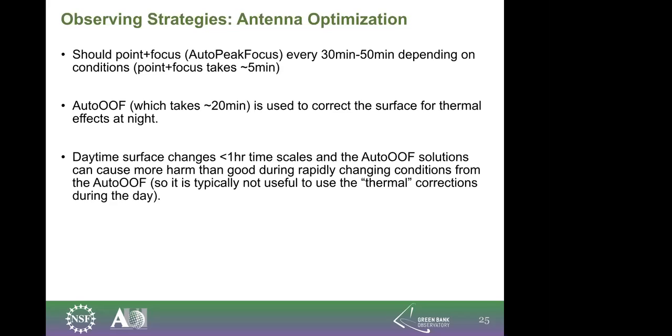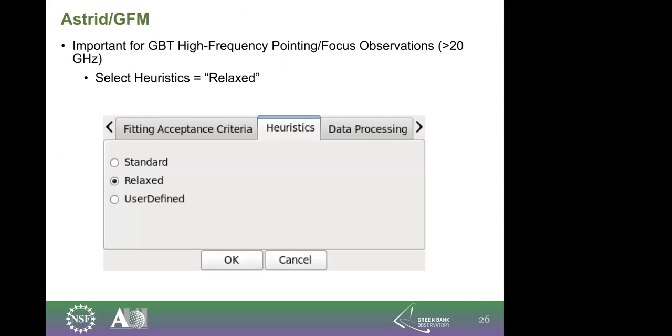And then daytime surface changes. Usually if you're observing during the daytime, it can be very challenging to do an auto OOF solution, because the surface temperatures can change rapidly across short timescales, and so you need to do them very often. Most of the time, if we're doing high frequency auto OOF solutions, you're doing them in the evening or at night. But as I will discuss later, one of the instruments that we are putting on the telescope is LASSI, which will hopefully open up some more daytime observations because it will be able to scan the surface much more rapidly. And I will discuss this later.